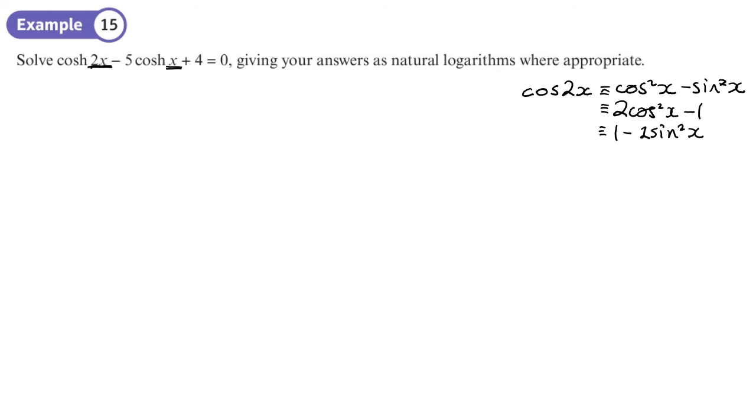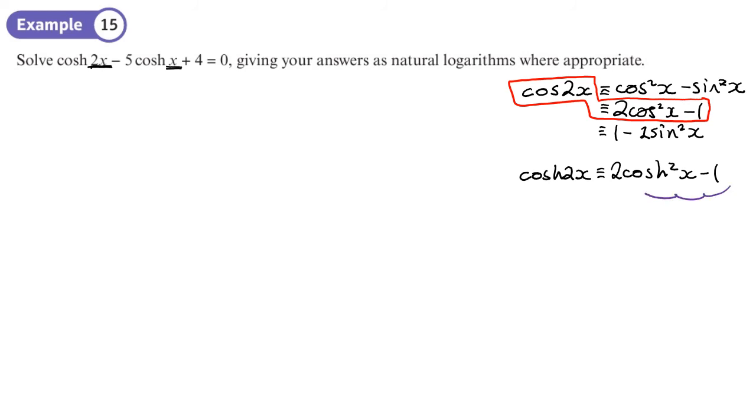Now we are going to use this one when we apply Osborn's rule, because then we'll get a nice little quadratic all in terms of cosh. So using Osborn's rule, cosh 2x is equivalent to 2 cosh squared x minus 1, and that can get put straight in. We don't need to reverse any signs. So what will that become?